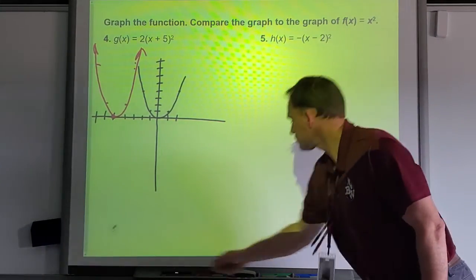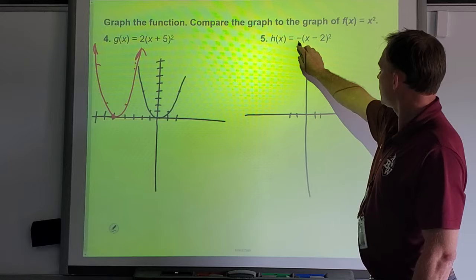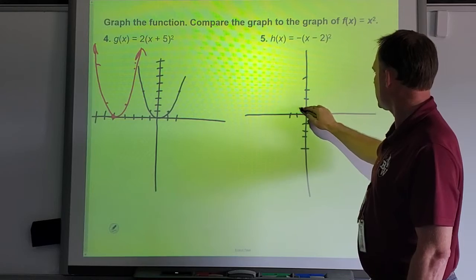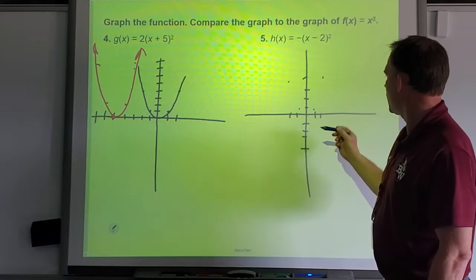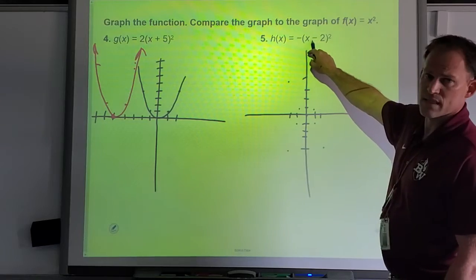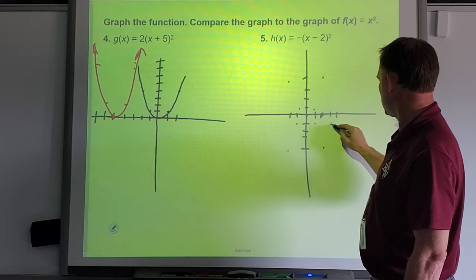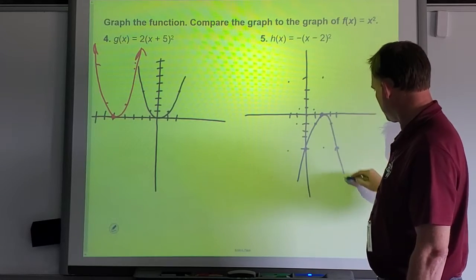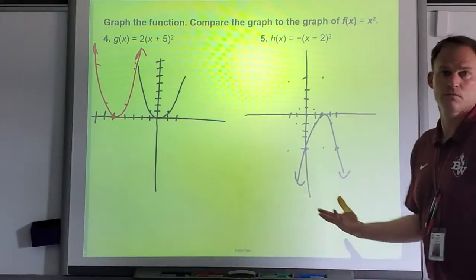So here, same idea. That's going to flip me upside down. So I know the original is here. I flip upside down. I go here. That's going to take me right 2. So I'm going to take everything right 2, right 2, right 2. And I have my function. All right. Any questions on these?